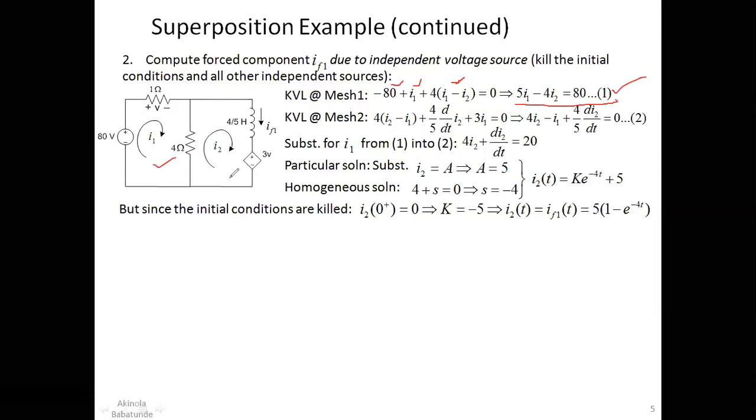All right, you take KVL again for mesh 2. What you find for KVL for mesh 2 is that if you start from here, you have 4 multiplied by I2 minus I1. Don't forget our notations, our polarity, and sign conventions. 4 times (I2 minus I1) will give us the voltage across this 4 ohms, plus the voltage here will be L di/dt. So it will be L, which is 405, then di2/dt.